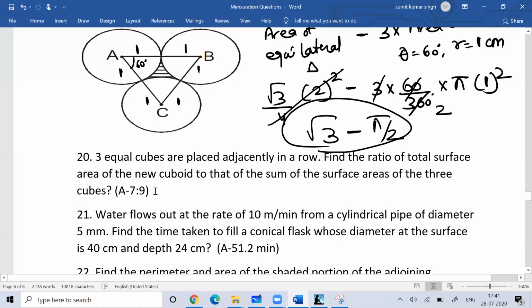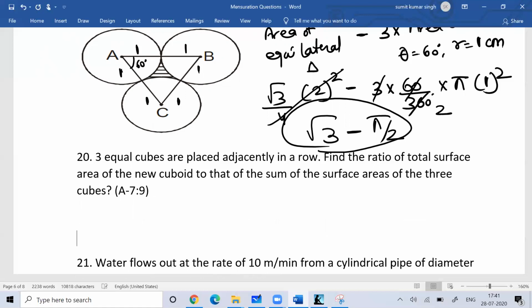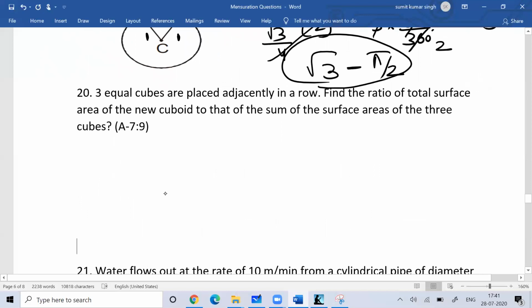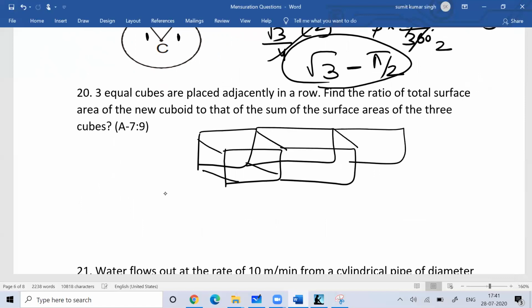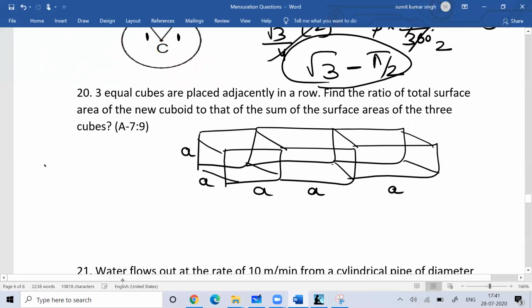Okay, now you can see question number 20. So 3 equal cubes are placed. If you put 3 cubes like this, and then like this, so this is A, this is A, this is A. So the length of the cuboid would be 3A, the breadth of the cuboid would be A, and the height of the cuboid would also be A. So 3 cubes are placed like this.